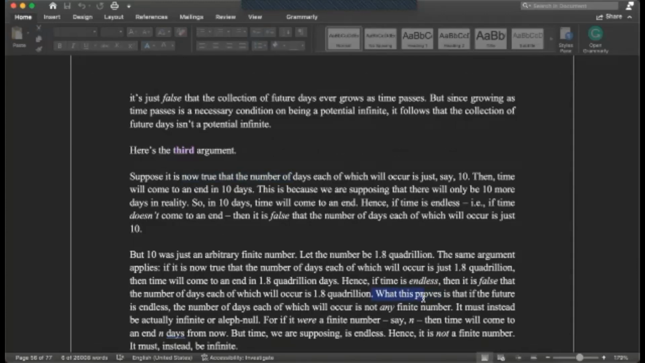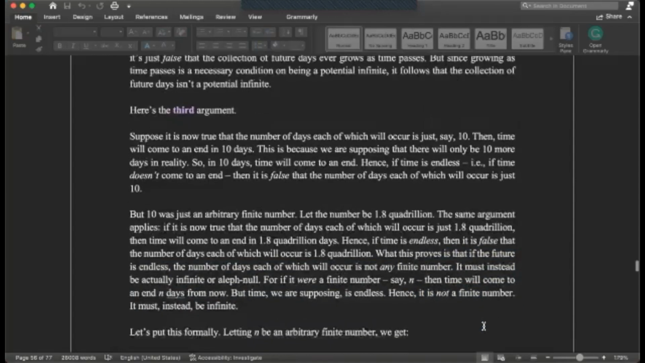For if it were a finite number, say n, then time will come to an end n days from now. But time, we are supposing, is endless, and so time doesn't come to an end n days from now. Hence, the number of days, each of which will occur, is not a finite number. It must instead be infinite.